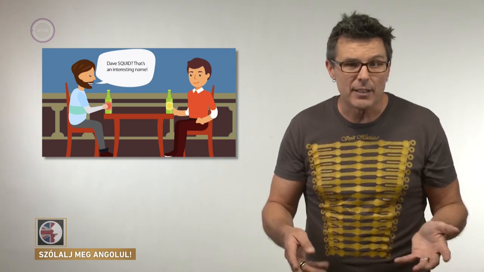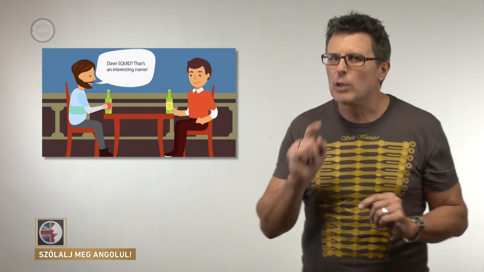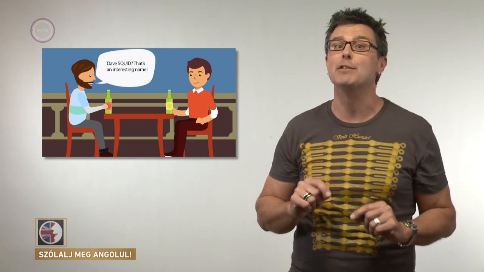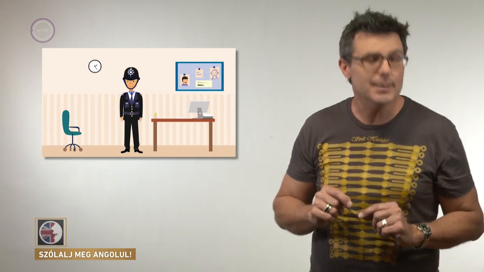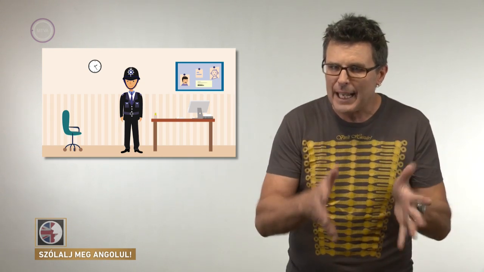Okay, so now that we all remember the Benchfields, let's get back to where we started, with Dave Squid, the man Alfredo met in the pub. Okay, so that's Dave Squid. And what else can we remember about Dave? That's right. We know what Dave does for a living, don't we? Yes, we know what Dave's job is. He's a policeman, isn't he? Okay, now that's Dave Squid.